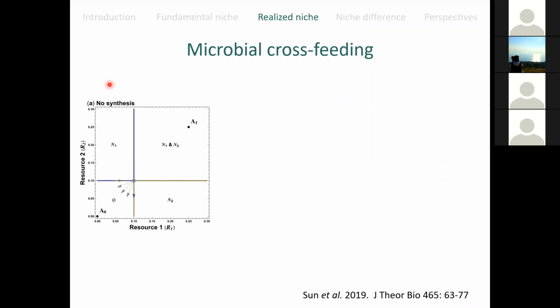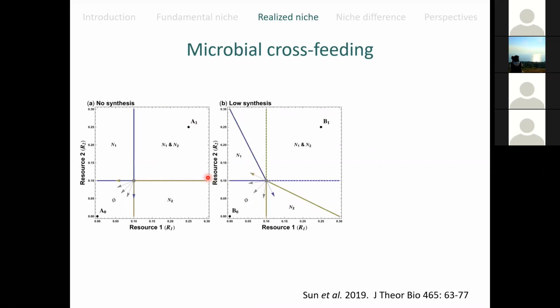If you look here in the first example where we imagine there is no synthesis, so basically they rely purely on what is supplied externally, we have two species that are basically independent. So we'll find the two species to coexist in the square region here, where there's enough of both nutrients supplied above each species' R star, okay? However, if we start having some cross-feeding, the region of coexistence expands.